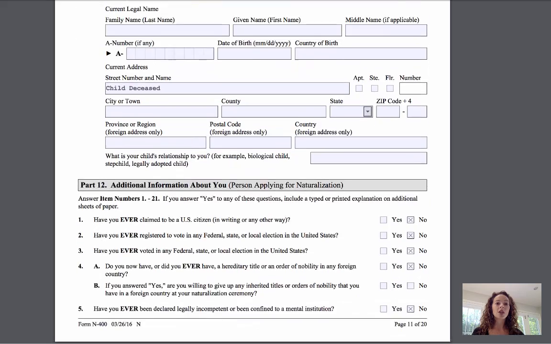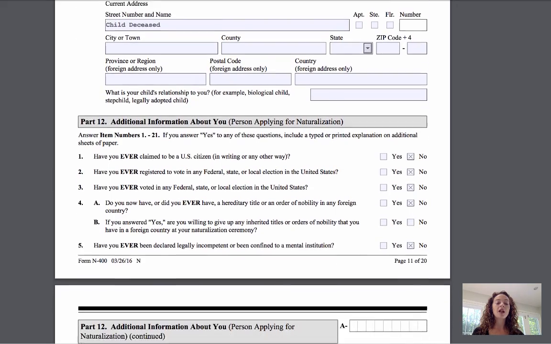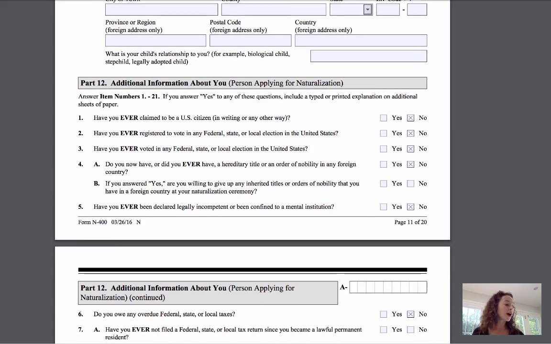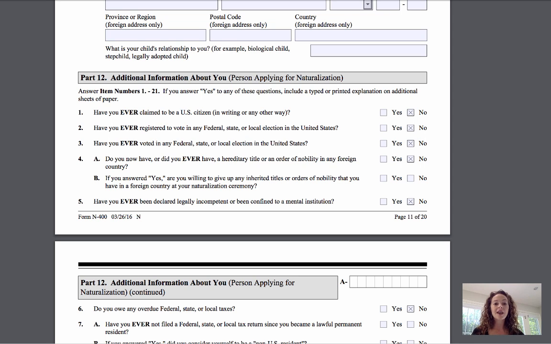All right. Moving on to part 12, additional information about you. There's lots of questions right here. In items 1 through 50, you're going to answer each question by selecting yes or no where applicable. If any part of a question applies to you or has ever applied to you, you must answer yes.